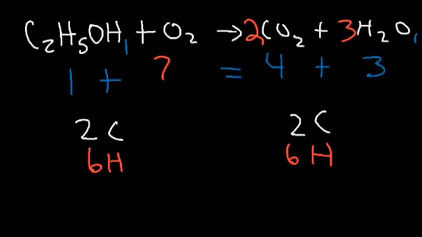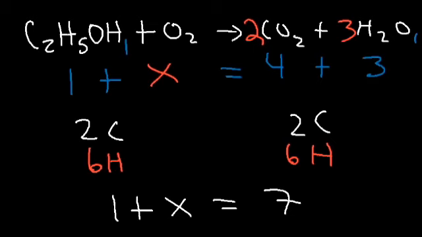So what number goes here? Let's call it x. So 1 plus x equals 4 plus 3. 4 plus 3 is 7. 1 plus what number is 7? That missing number is 6. 7 minus 1 is 6. So we need 6 oxygen atoms from O2. 6 divided by 2 is 3. So we got to put a 3 in front of O2. So now everything is balanced.